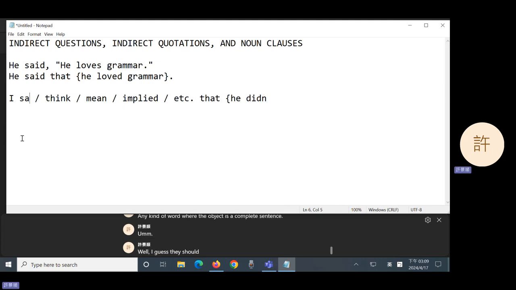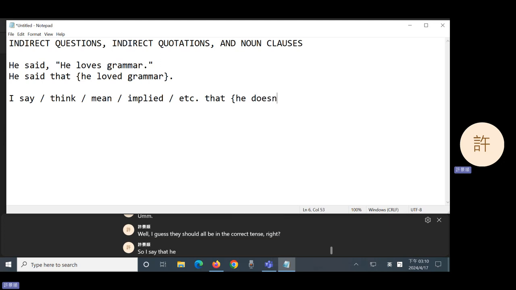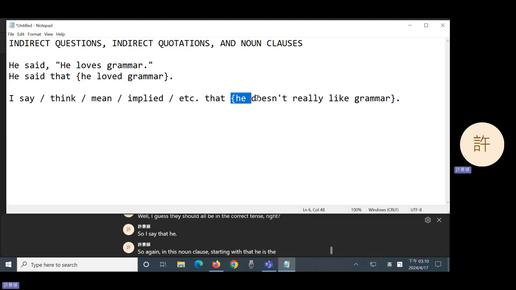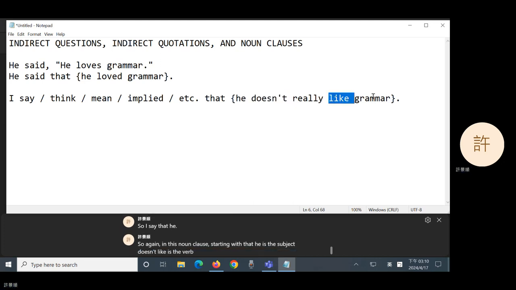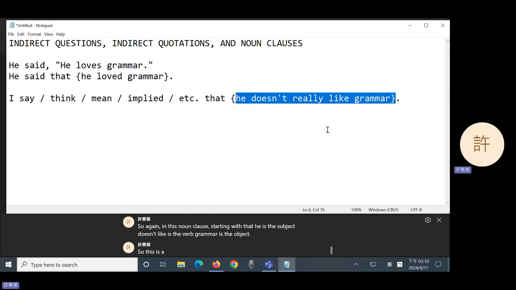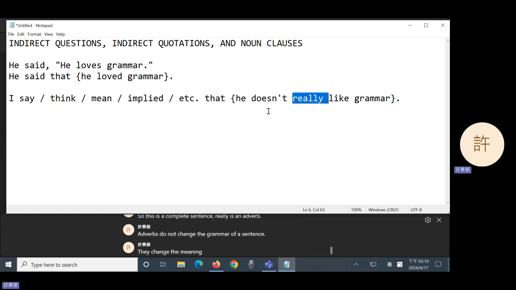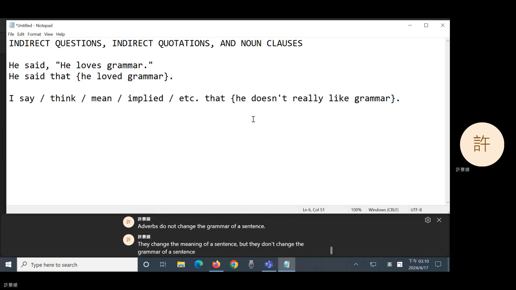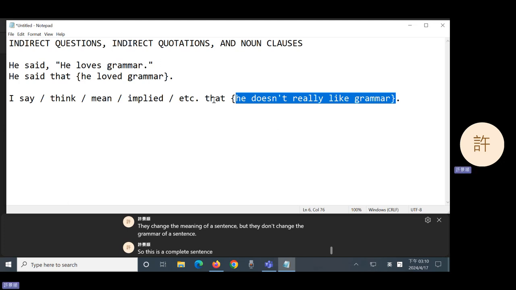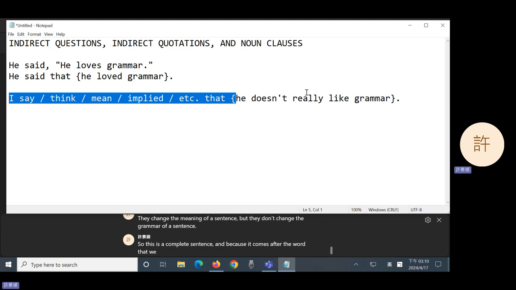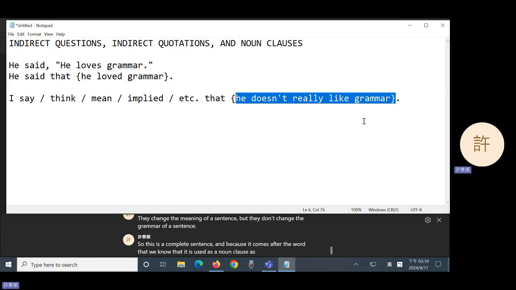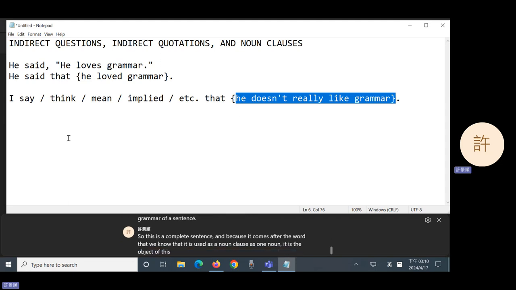Well, I guess they should all be in the correct tense, right? So I say that he doesn't really like grammar. So again, in this noun clause, starting with that, he is the subject. Doesn't like is the verb. Grammar is the object. So this is a complete sentence. Really is an adverb. Adverbs do not change the grammar of a sentence. They change the meaning of a sentence, but they don't change the grammar of a sentence. So this is a complete sentence. And because it comes after the word that, we know that it is used as a noun clause as one noun. It is the object of this bigger sentence.